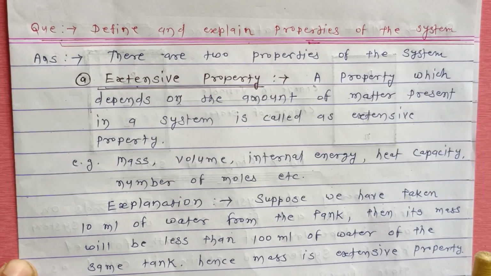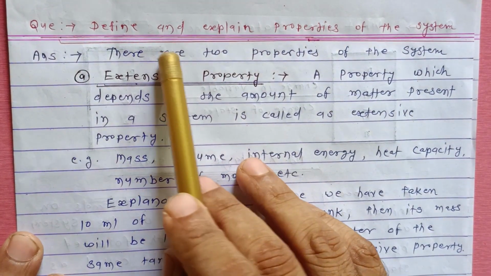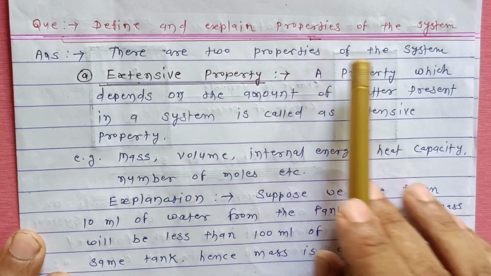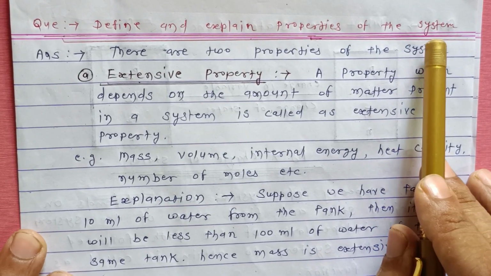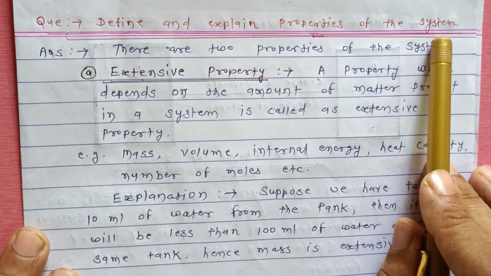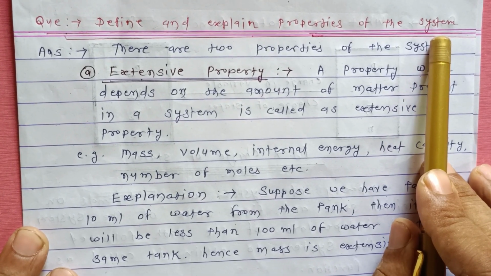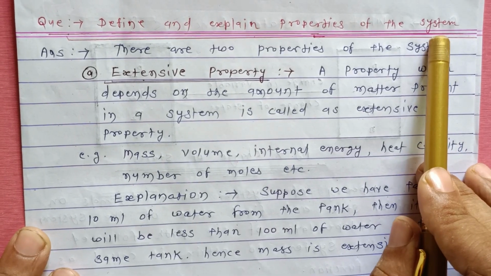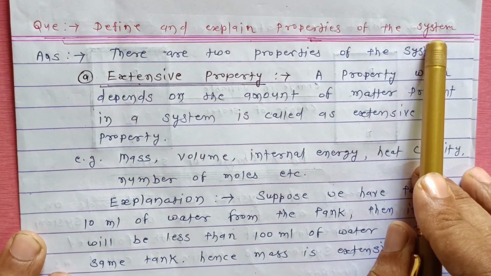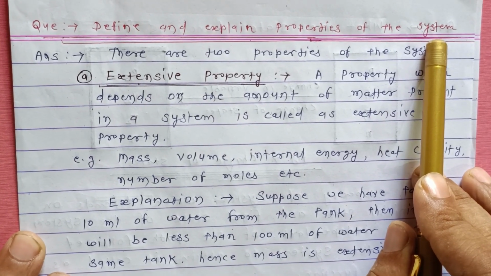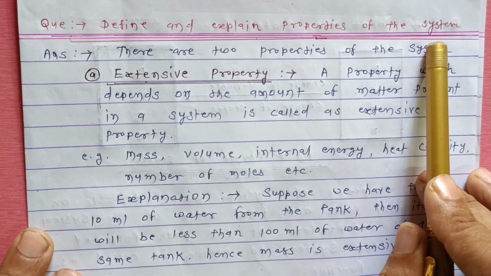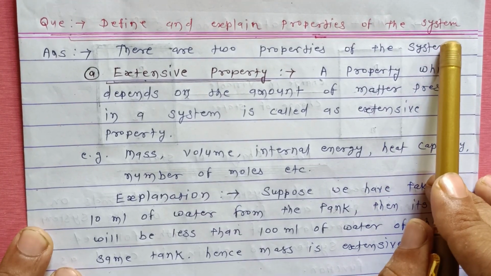Students, now we are going to discuss define and explain properties of the system. Last time we have discussed what do you mean by system, what do you mean by surrounding, and what do you mean by universe. System means it is the part of universe which is under thermodynamic investigation. Surrounding means it is the remaining portion of the universe other than the system. And universe means system plus surrounding.